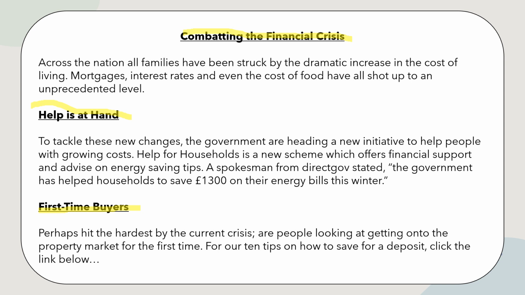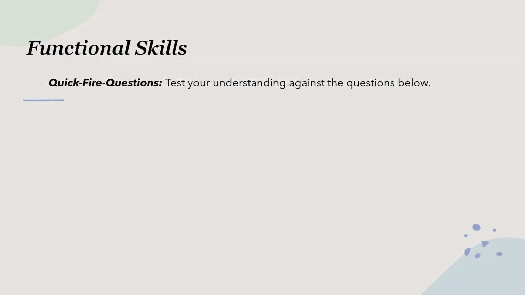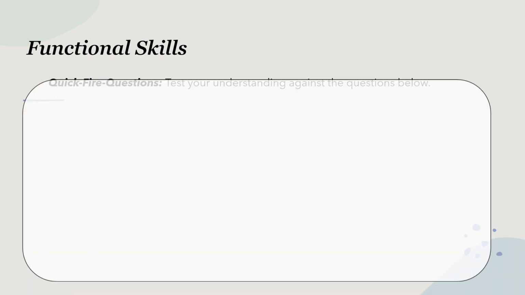Now what we're going to do, we're going to jump ahead and we're going to start looking at the actual questions based on the article that we've just gone through. Quickfire questions. Test your understanding against the questions below. So here we're going to have 5 questions. Each of them all relate back to the article. If you need to pause it and go back at any time, please feel free to do so. And this is just going to be very typical of the kind of questions that you get within the reading assessment for both level 1 or for level 2.